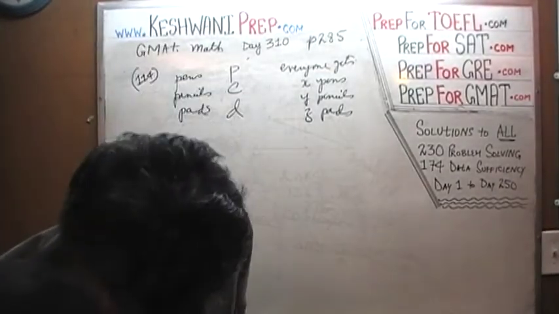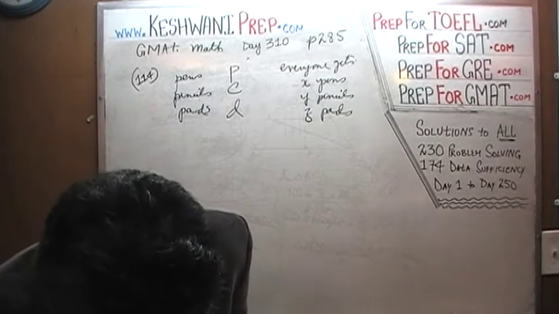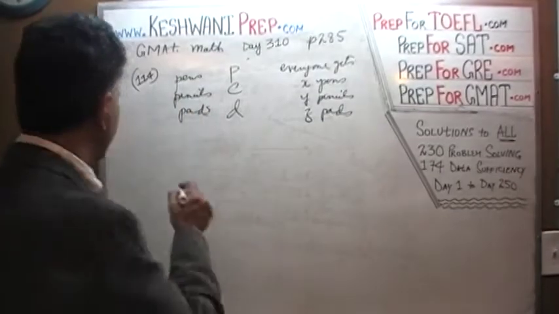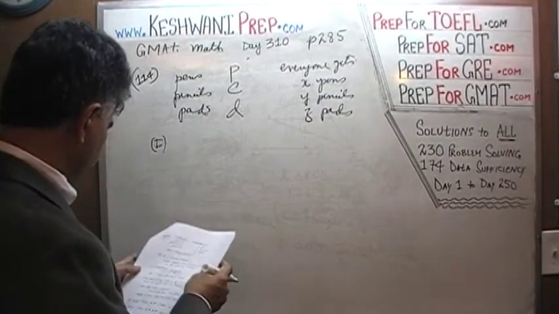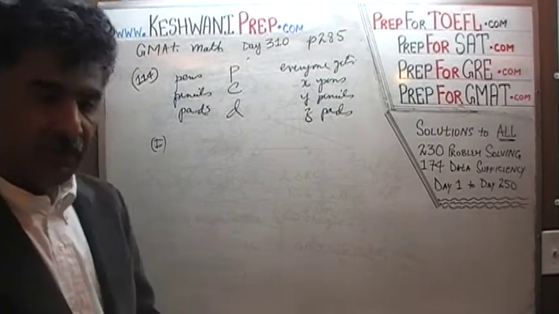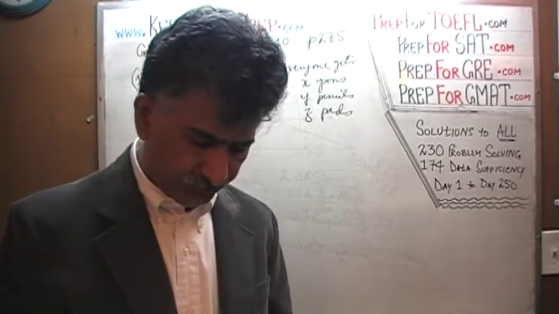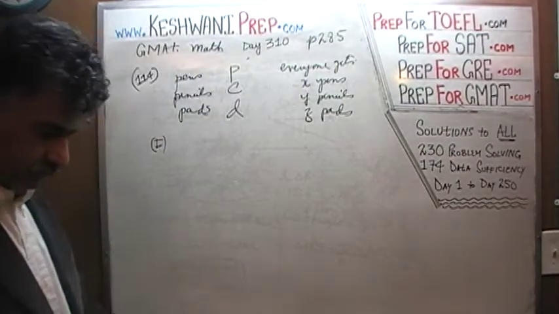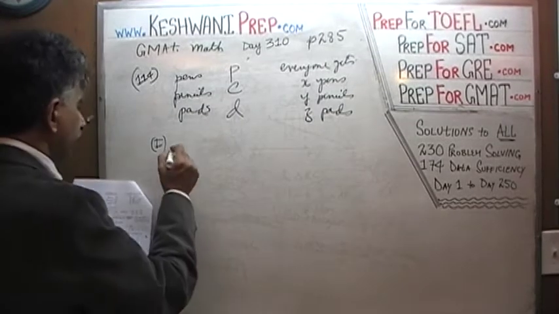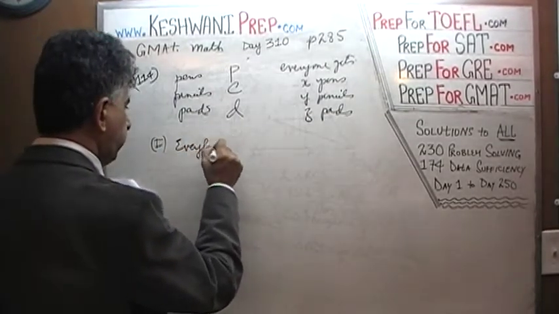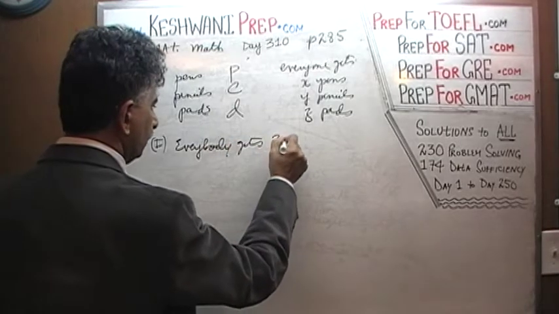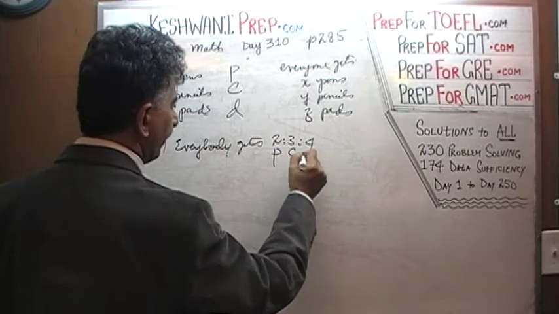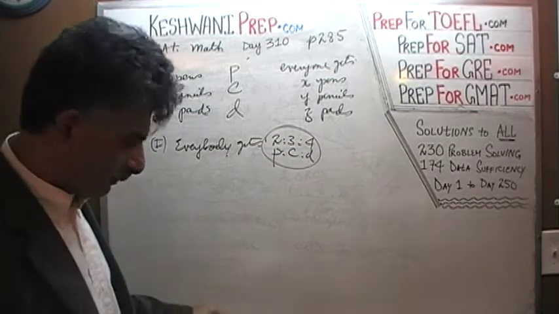Let's see what else do they tell you in the question itself. That's it, that's all they tell you. Let's look at the first statement. In the first statement, they tell us that we are distributing these pens, pencils, and pads in the ratio of 2 to 3 to 4. Everybody gets pens, pencils, and pads in the ratio 2 to 3 to 4.